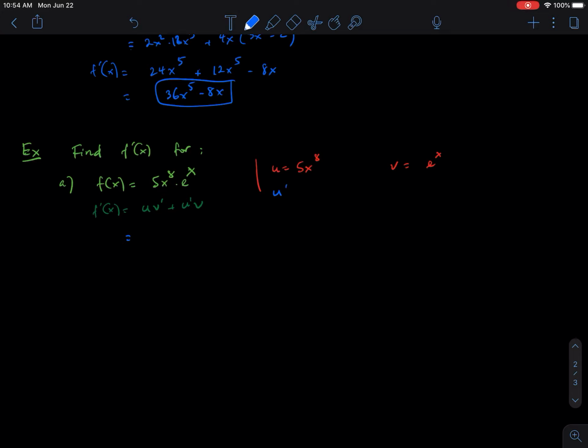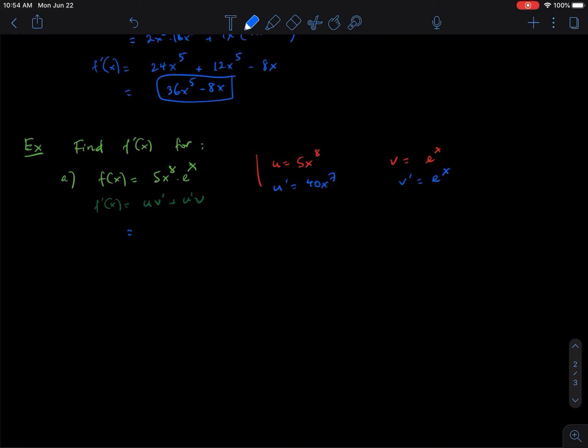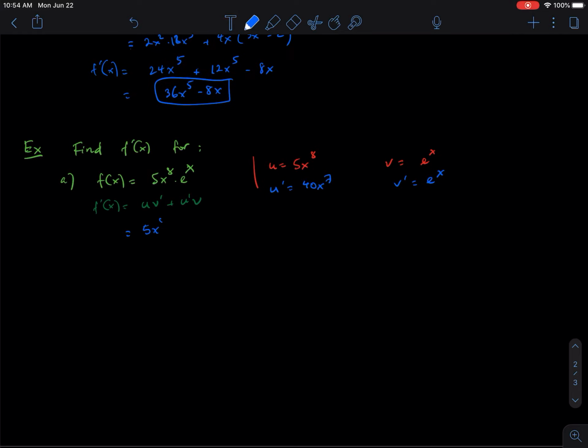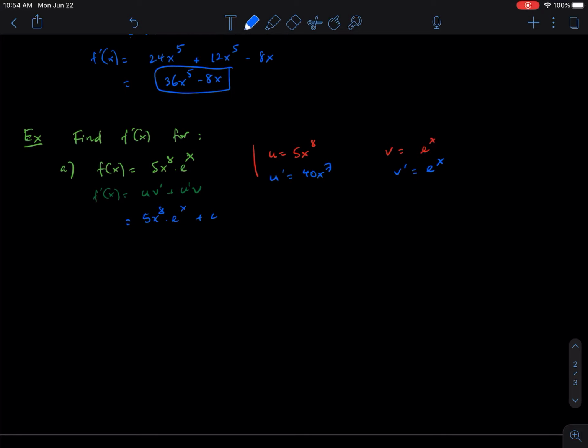So u prime is 40x to the 7, v prime is just gonna be e to the x. So u is 5x to the 8, v prime is e to the x. Then u prime here is 40x to the 7, v is e to the x.